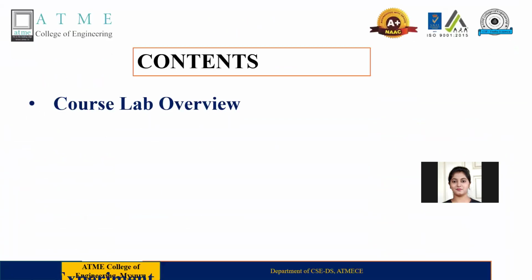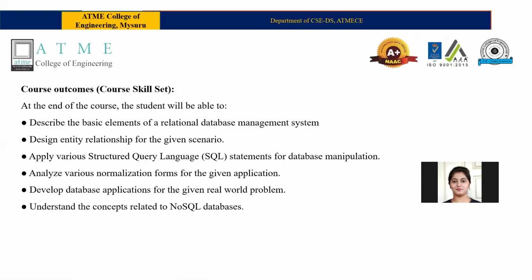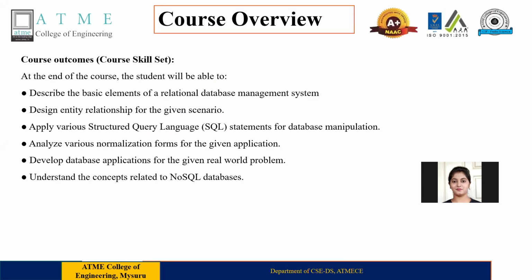We will see what is the course outcome of this particular lab. Here, the course outcome says that you'll be learning the basic elements of a relational DBMS, that is, what is an entity, attribute and all of these things. Design entity relationship for the given scenario. You'll be learning how to draw an ER diagram on your own, including how many entities are there. You'll be able to recognize how many attributes will be there. All of these things will be learned.